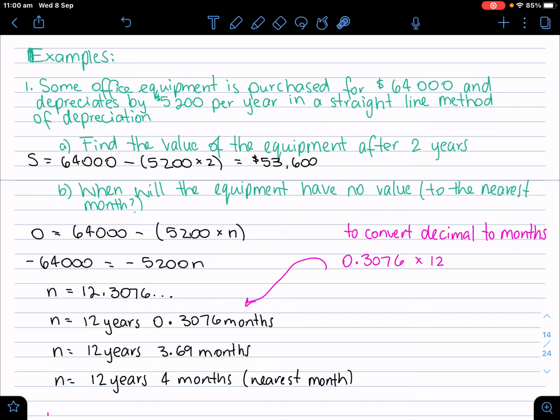So we use the original formula where your salvage value equals your original value, which we know is 64,000, minus the depreciation per period, which is 5,200 per year, times the number of periods. And this says after 2 years. So we just chuck that in the calculator and you get that after 2 years, that office equipment is worth $53,600.